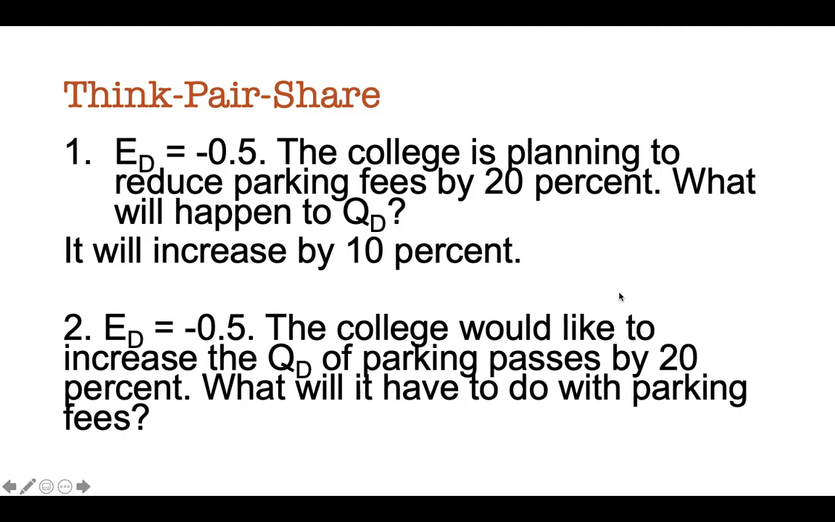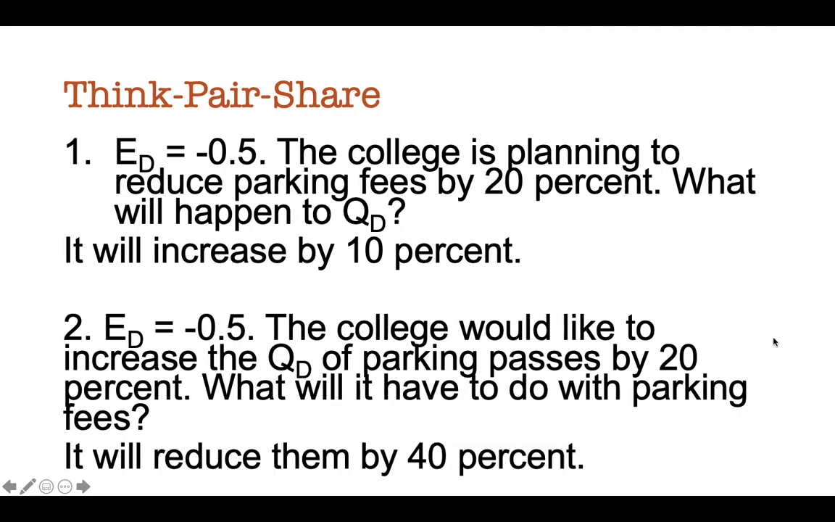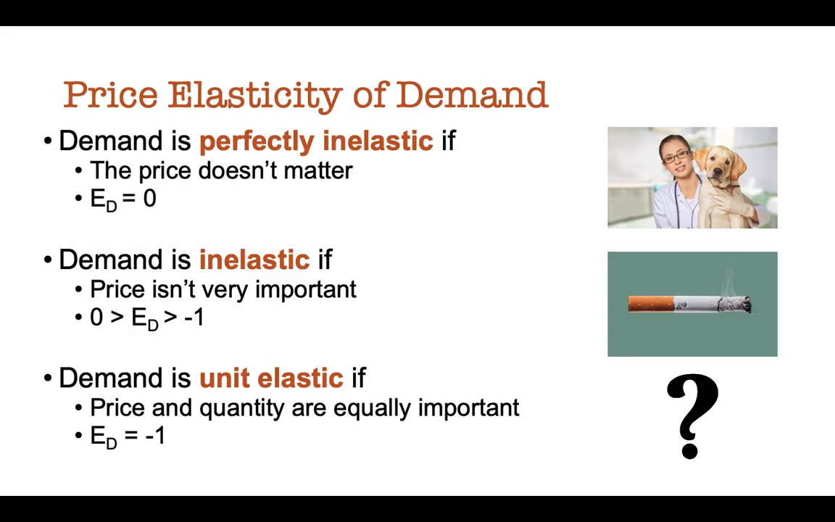So if Valencia would like to sell 20% more parking passes, they need to decrease their prices by 40%. So you should be able to work this equation different ways. All right, so we're going to relate this idea, our definition of elasticity, and define elasticity 5 different ways based on our definition and also introducing our equation here.